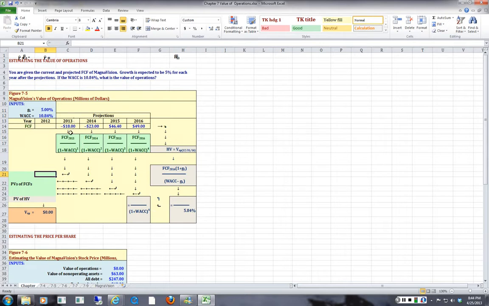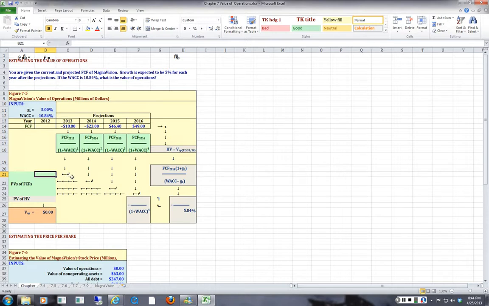This is a young company that has losses in the beginning years, 2013 and 14, becomes profitable in 2015 and 16, and they believe it will continue to become profitable and continue to grow. That free cash flow will continue to grow at 5% a year. That's known as the horizon value. So what we're going to do is take all that cash flow and come up with the present value of it.